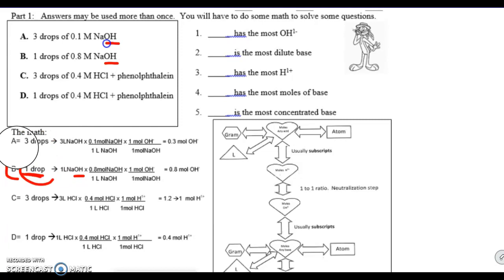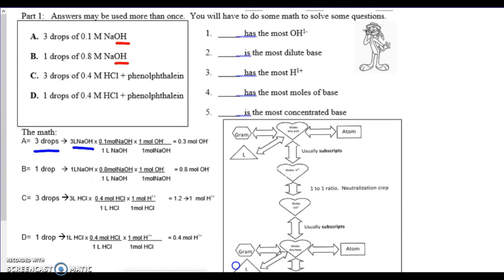So let me show you how we did the math and use the cover. We'll go through this first one. Again, 3 drops, we're going to equate to 3 liters, or 3 liters of sodium hydroxide. Liters of base are right down here at the very bottom of your mole map. From liter island, we go to moles of base. So liters of sodium hydroxide are right there. Liters of sodium hydroxide go on the bottom of that step.